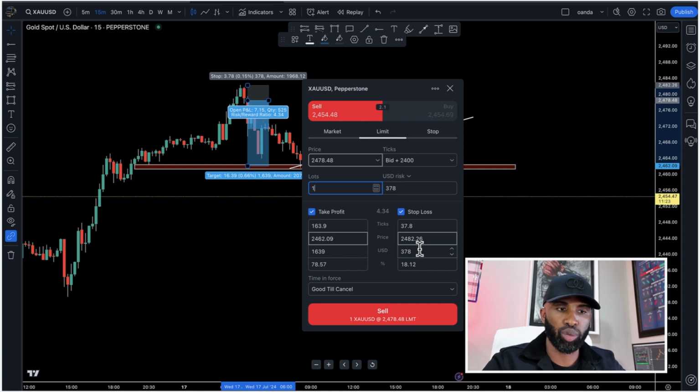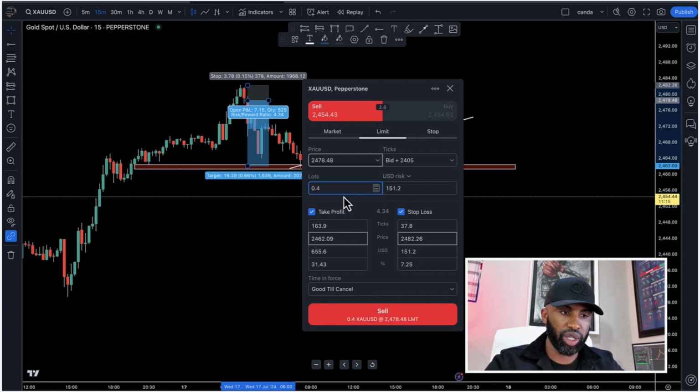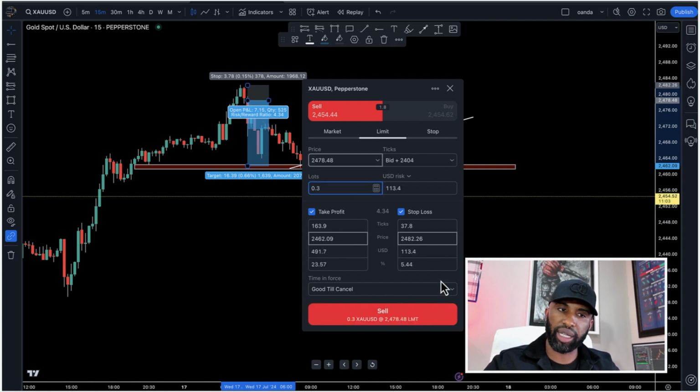That would mean that this is too much. Then you can know that you need to reduce the size of the trade to say 0.4. When you reduce it, if the trade goes against you, you will lose $151. Still too much. You can do this, and then you have $113. This falls within your risk. This is how you can use it to also manage your risk.